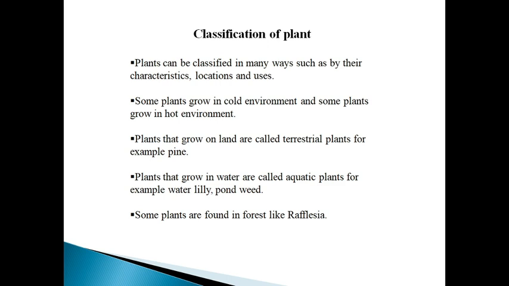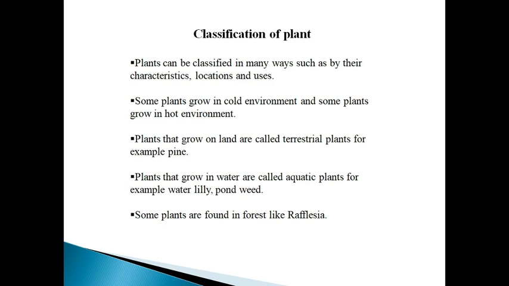Similarly, some plants grow in hot areas or hot environments, like desert areas. These plants do not need much water. They have small leaves or sometimes no leaves, like the cactus plant. In the same way, some plants grow on land, some plants grow in water, and some plants grow in forests. Some plants live off other plants, or we can say they depend on other plants. That's why they are called parasitic plants.